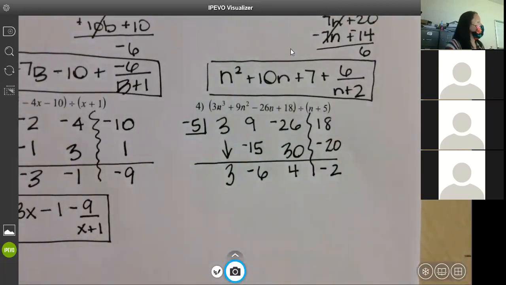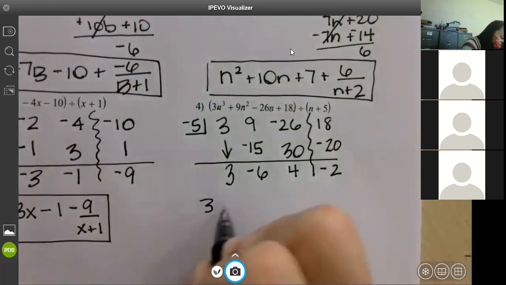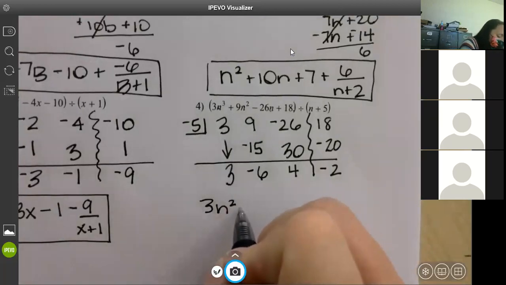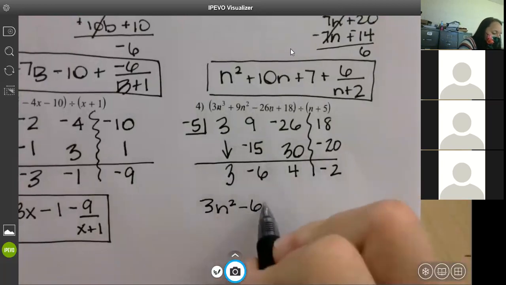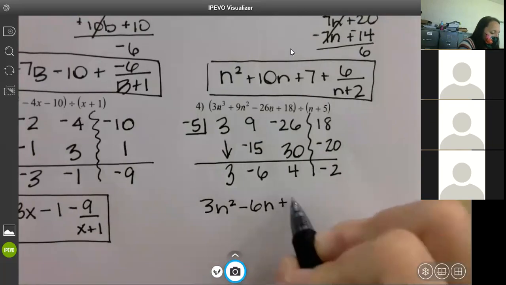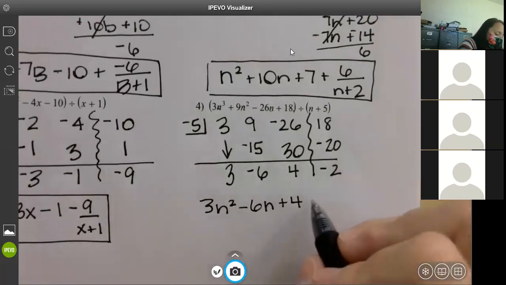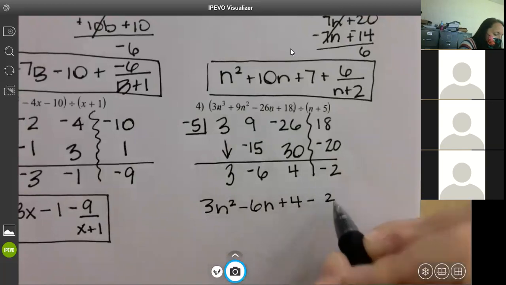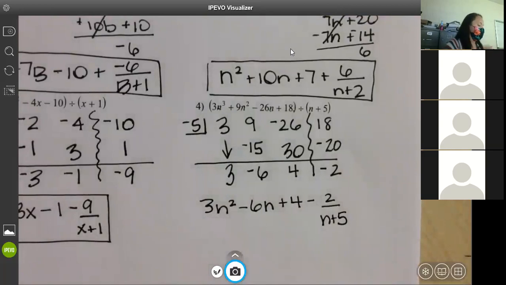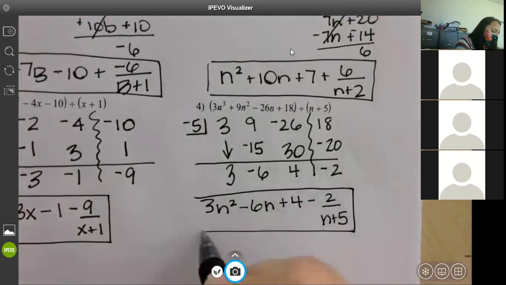So we started with n cubed in our problem. So what are we going to start with in our answer? N squared. So 3n squared. If you happen to change these to x's, I don't count off for that, okay? Don't worry about that. What comes next? -6n. Keep going. Plus 4. How do I write my remainder? Minus 2 over n plus 5. You can also write plus negative 2 over n plus 5. That is perfectly fine. All of them are the correct answer. Very good.